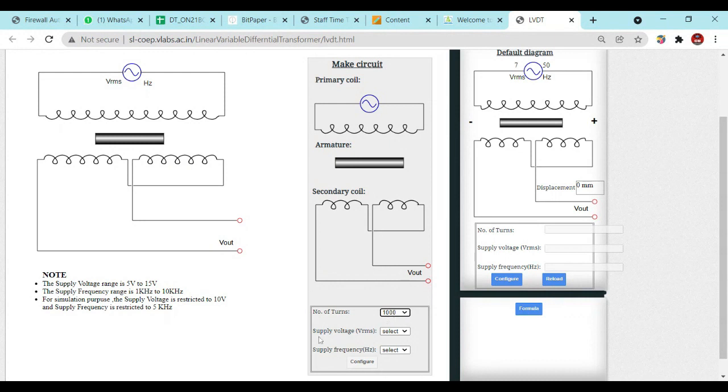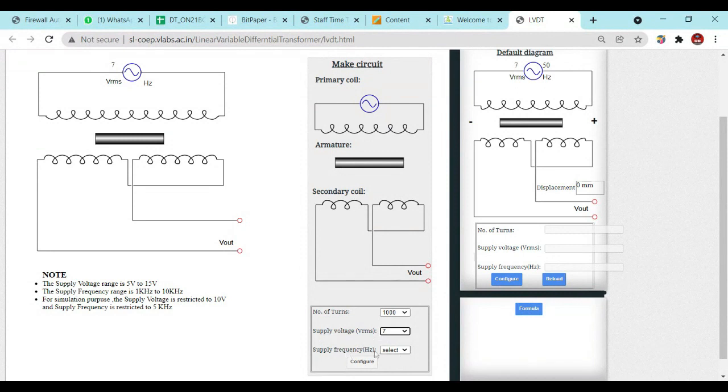Now you have to select the voltage in RMS, the root mean square value of this voltage. So we are going to select a 7 volt RMS value. So it's an amplitude.